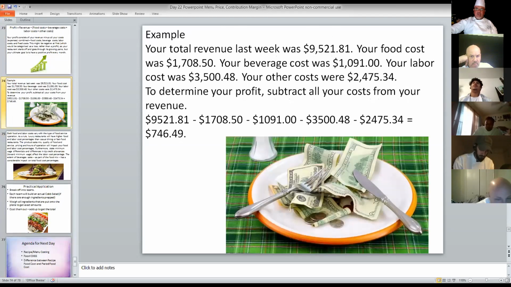So your total revenue last week was $9,521. Your food cost was $1,708. Beverage was $1,000. Your labor cost was $3,000. Your other costs were $2,000. So to determine your profit, subtract all your costs from your revenue. Easy does it, right? Just like balancing your checkbook.